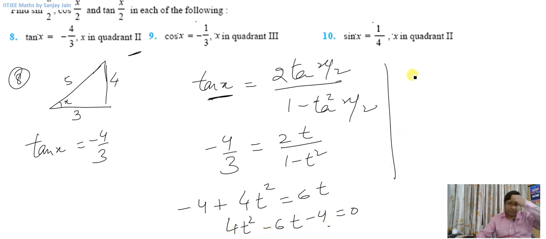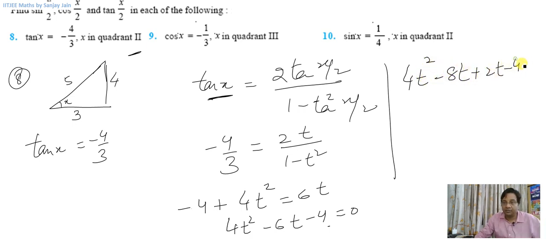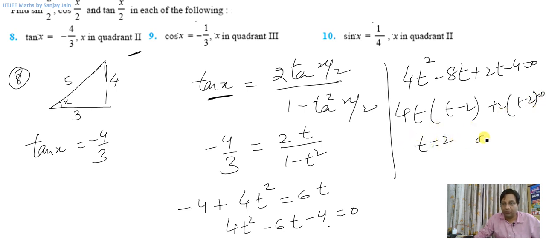So let us factorize it. This factorization seems pretty simple. So this will be like this. So 4t, t minus 2 plus 2, t minus 2 will be equal to 0. So either t will be equal to 2 or t will be equal to minus 2 by 4, that is minus 1 by 2. So these are the values of tan x by 2.